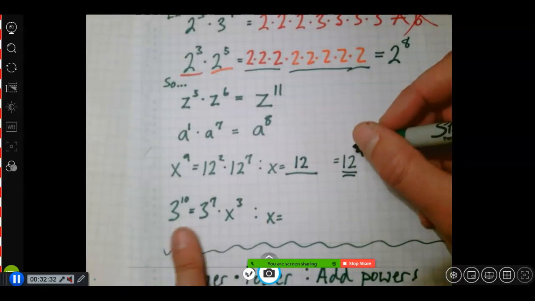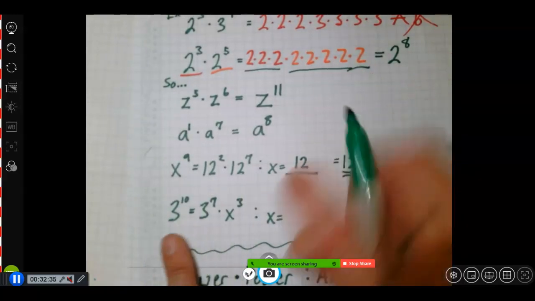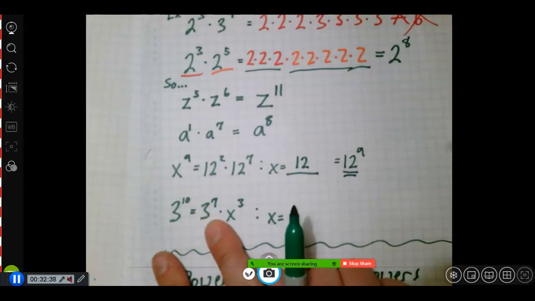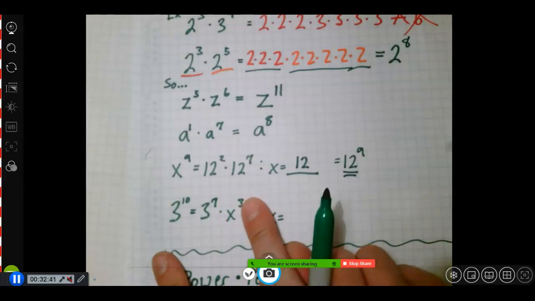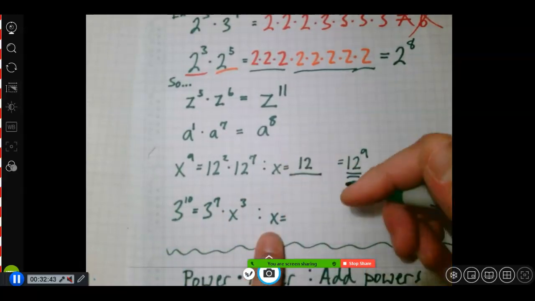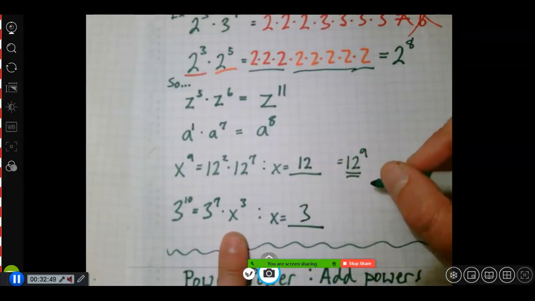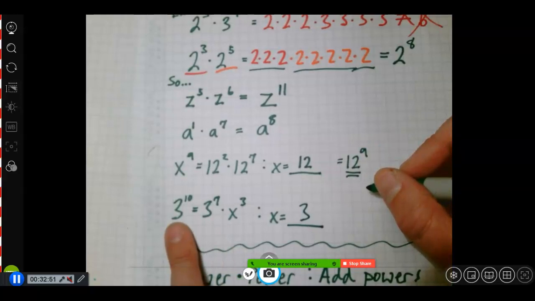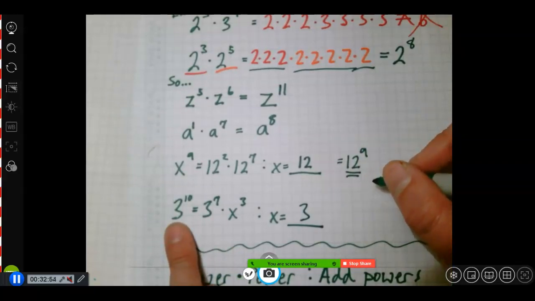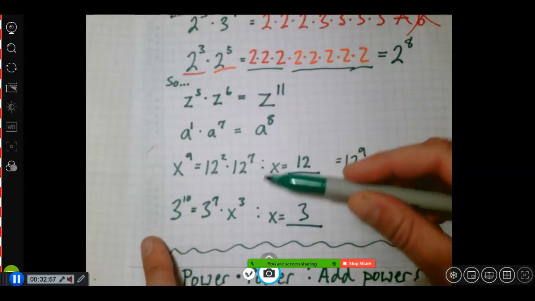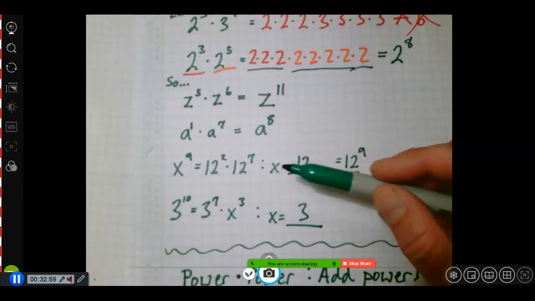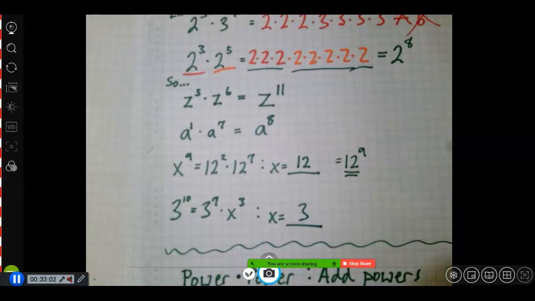Here's another version of a problem like that. 3 to the 10th equals 3 to the 7th times something to the 3rd. Well, for these to combine, the bases would have to match, and x, our base here, would have to be 3, because the bases would have to match to be able to combine and be 3 to the 10th. These sort of Khan Academy problems are a little bit tricky. We'll probably go over more of those on Thursday after you guys have tried the activities and can tell me what you are struggling on.